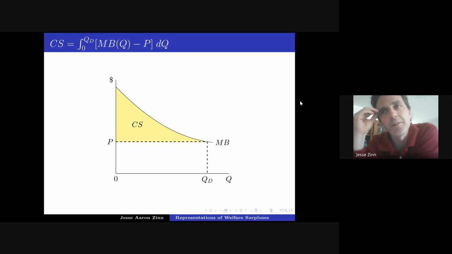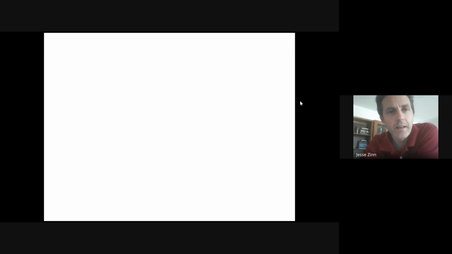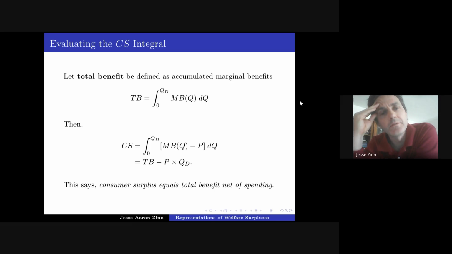But it wouldn't be the same curve in the rare instances where the law of demand doesn't hold, where there might be a part of the curve where marginal benefit is rising. Then marginal benefit and demand won't coincide completely. But that's probably pretty rare. Anyways, so again, we can evaluate this integral.